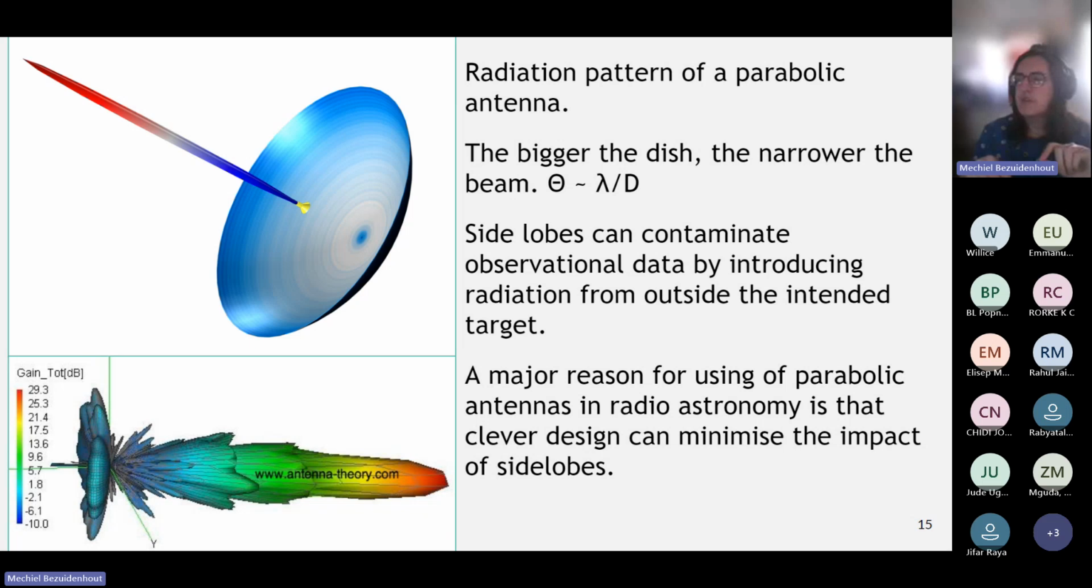But there can still be side lobes, as you can see on the bottom, which introduce radiation from outside the intended target. But a major reason for using parabolic antennas in radio astronomy is that there are clever designs that we can use to minimize the impact of these side lobes. Right.